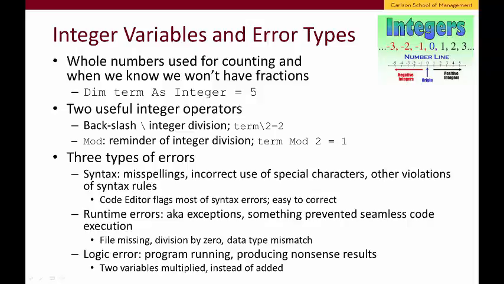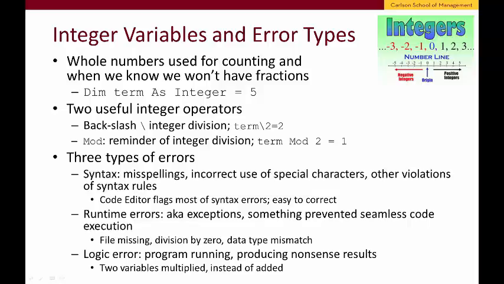In addition to double data type, one of several data types used to represent fractional numbers, such as dollar amounts, we also have integer data type for whole numbers, most often used for counting. Integers have two additional special algebraic operators: backslash or integer division, and mod, for finding the remainder from the integer division. Both will be illustrated in our payment calculator project shortly.